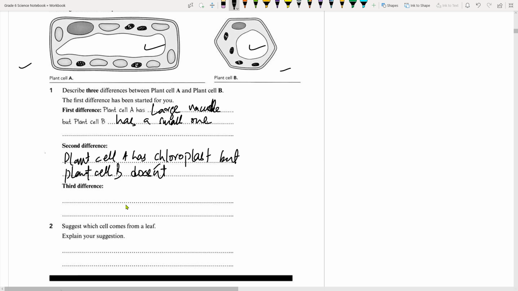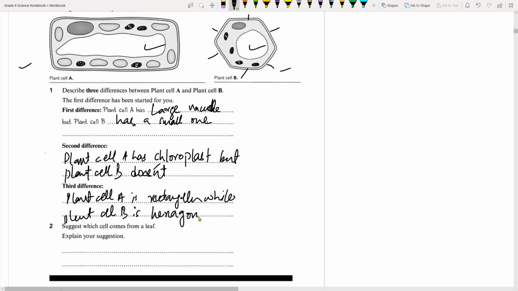Okay. Third difference, that could be the size and the shape. Plant cell A is rectangular, while plant cell B is not rectangular, or you can say irregular. Or you can come up with the idea that this is hexagonal. If you just measure the size, 1, 2, 3, 4, 5, and 6 faces, so we call it hexagonal. Hexagon or hexagonal in shape.